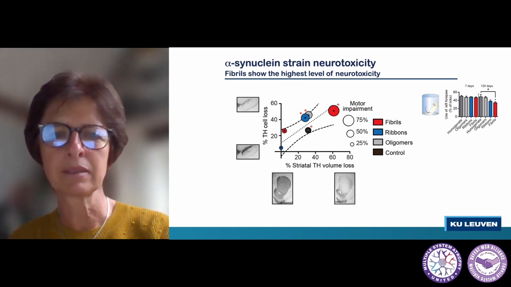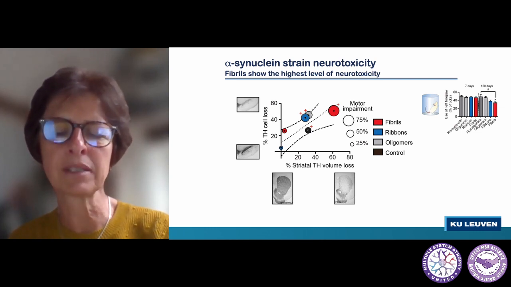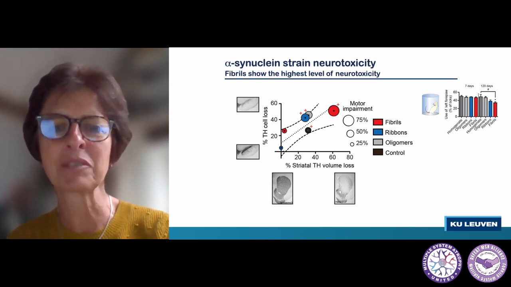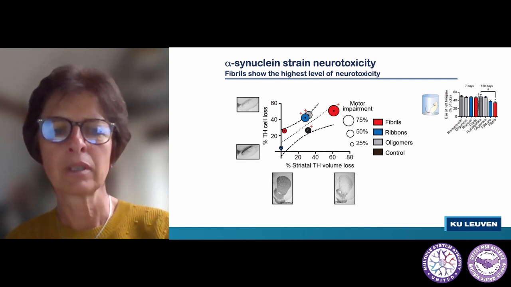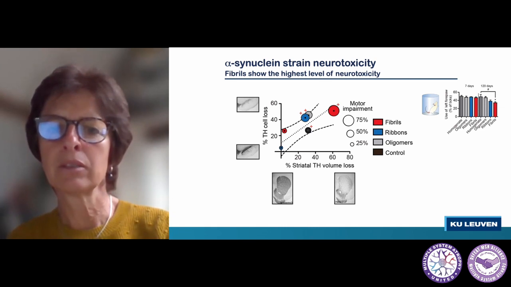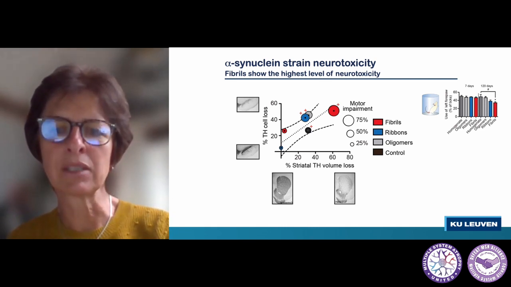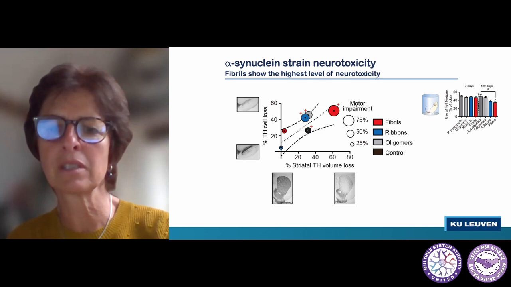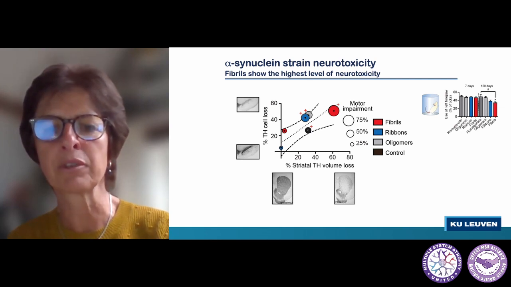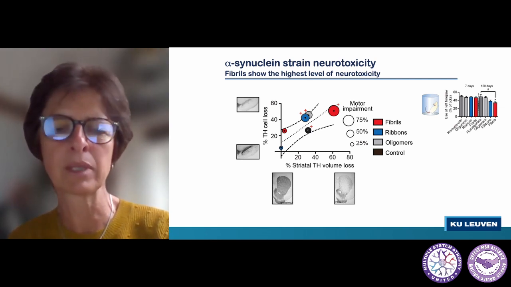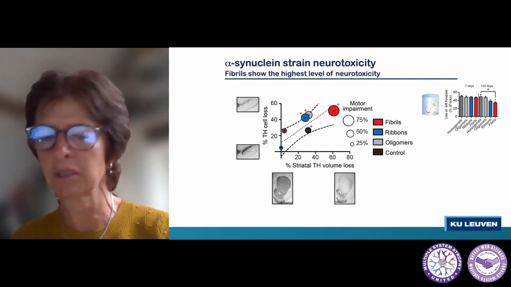We also looked at the neurotoxicity of these strains, and this is a table that summarizes a lot of experiments, but I don't have time to go into detail. We compared the dopaminergic cell loss, the dopaminergic terminal loss, and the motor impairment in these animals. The conclusion is that the fibrils were the strain that caused the most neurotoxicity on all these different parameters, more than ribbons, and oligomers were causing almost no toxicity.